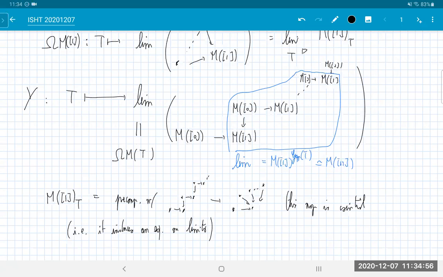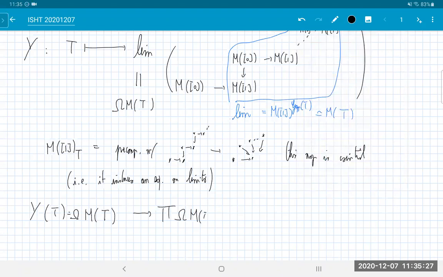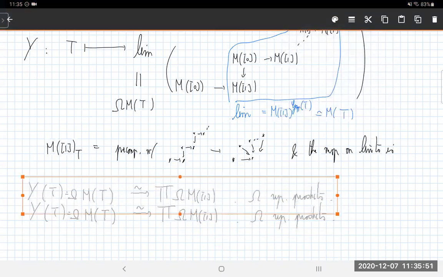Or alternatively, actually, you don't even need the coinitiality statement because you know that y of t is just m of t. Sorry, it was supposed to be t here. And this map to the limit is omega m of t. And this map to the limit is just to the product of omega m of ones over all gaps. And this is an equivalence because omega respects products. Yeah, that's probably better than saying that it's coinitial, sorry. The map on limits, yes. This map here.